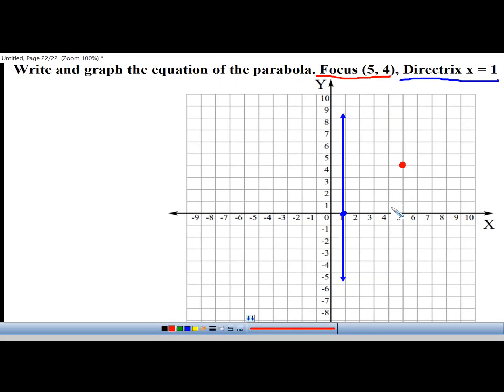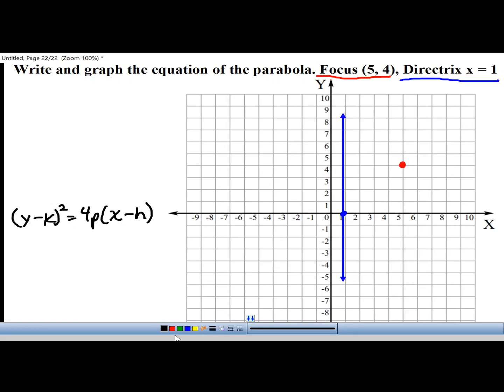What do you guys notice now? That the directrix is, or the line is going up and down and the focus is to the side. That means we're going to have what kind of parabola? Yeah, horizontal. So what equation do we write? Check this out. Y minus k squared equals 4p parentheses x minus h.